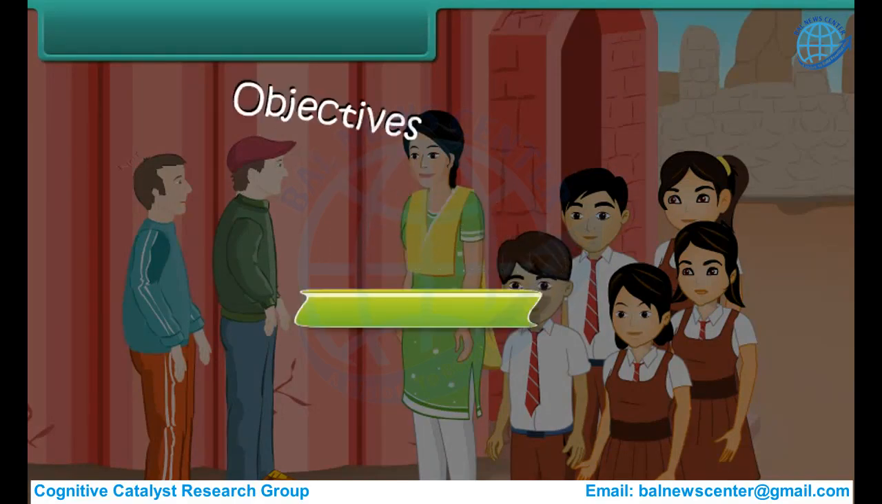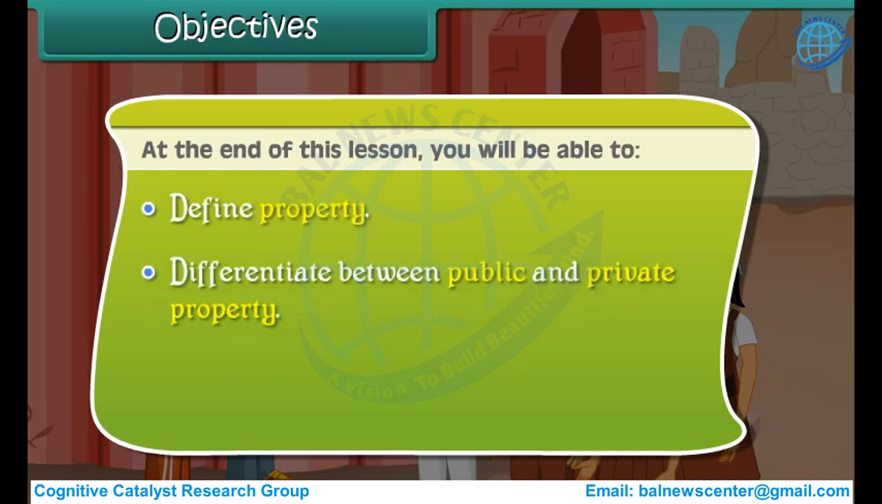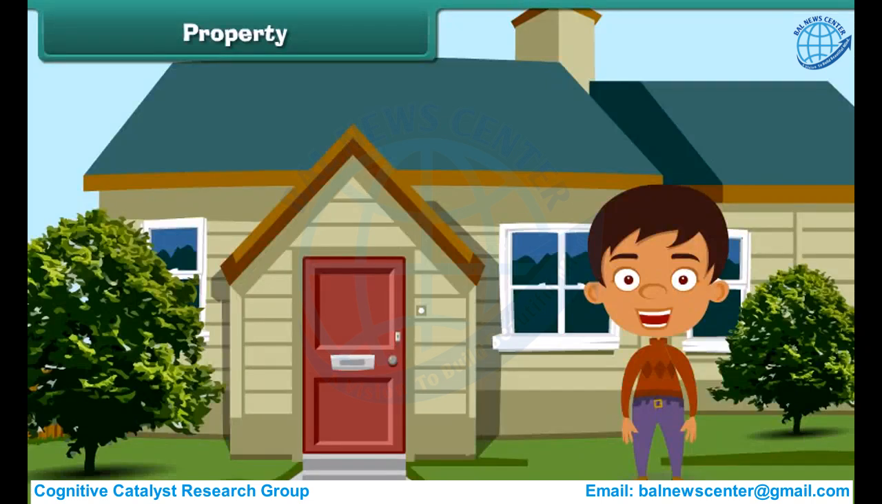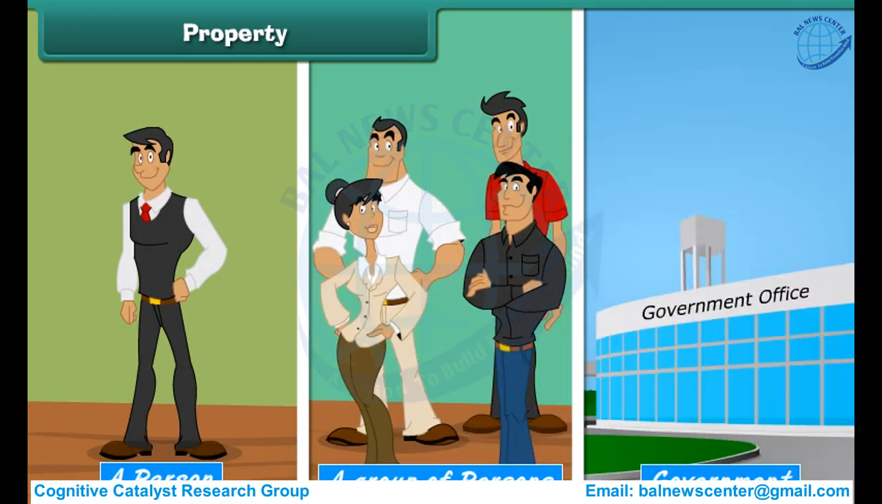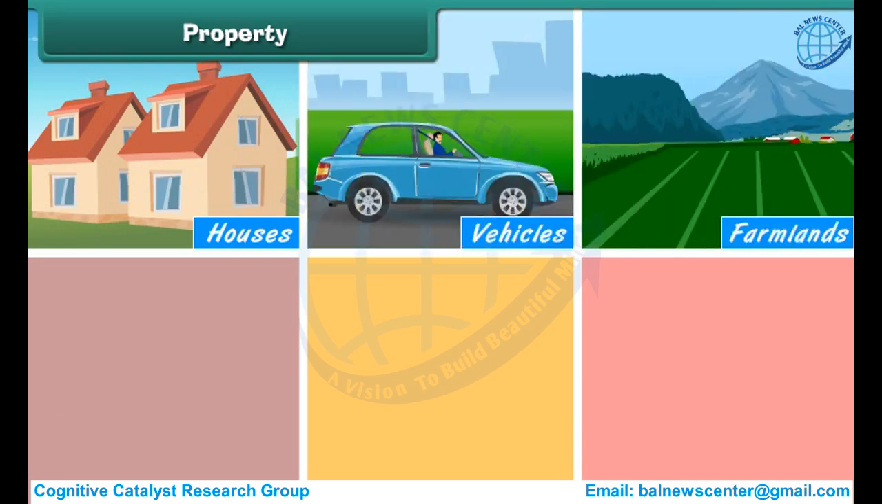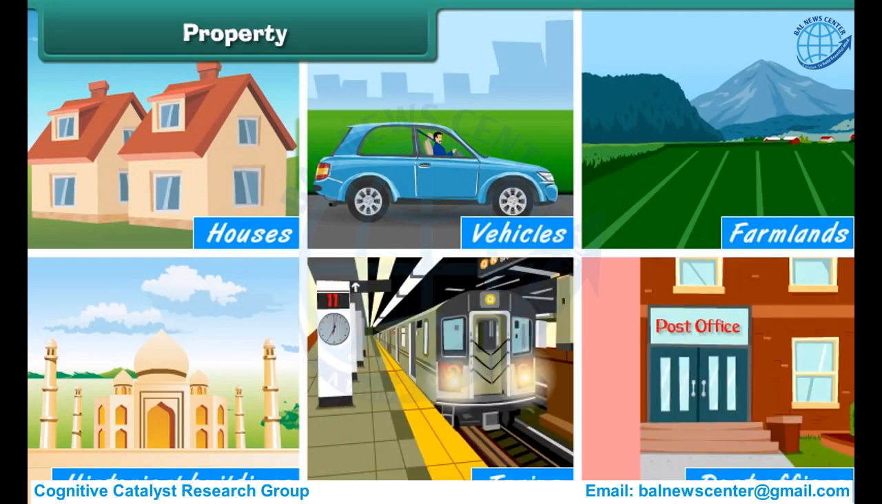Objectives. At the end of this lesson, you'll be able to define property, differentiate between public and private property, state the importance of conservation of property. Property. Property is anything that is owned by a person, a group of persons, or government. Houses, vehicles, farmlands, historical buildings, trains, and post offices are all properties.